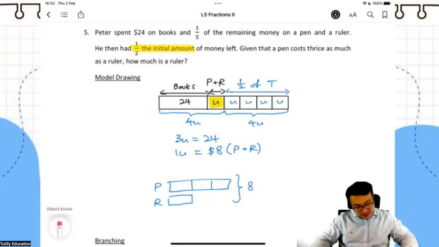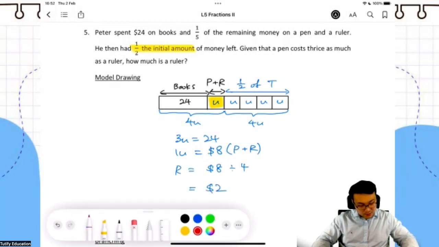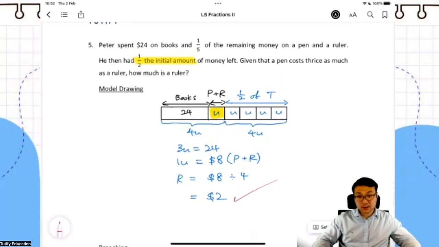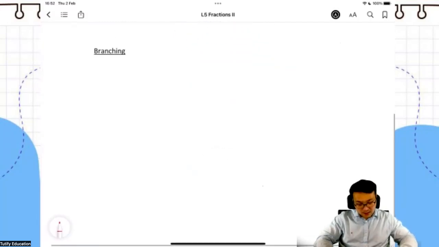So students, you see, a pen is 3 times as much as a ruler. That means there's a total of 4 units. So how much is the ruler? $8 divided by 4. Ruler equals $8 divided by 4, and you get $2. There you go. Okay, so this is the model method. We are also able to use the branching method for this question. Let's look at the branching method.